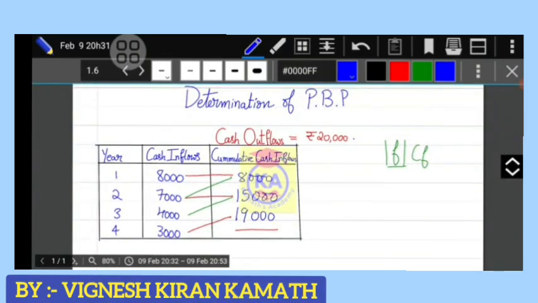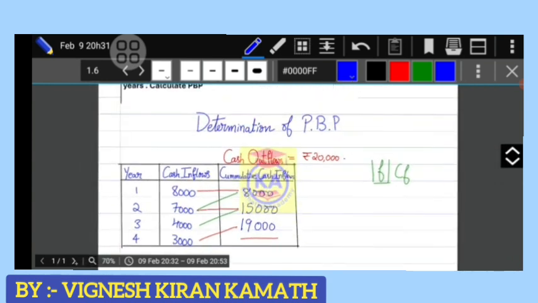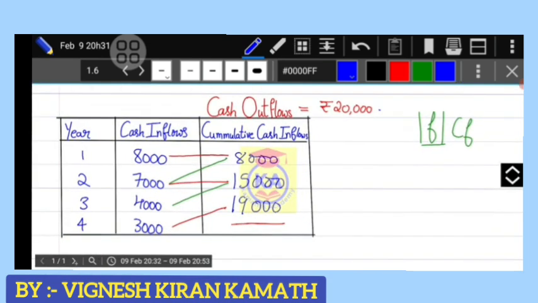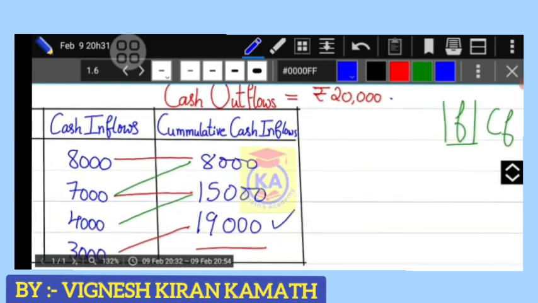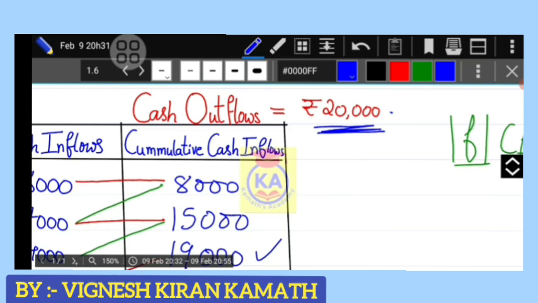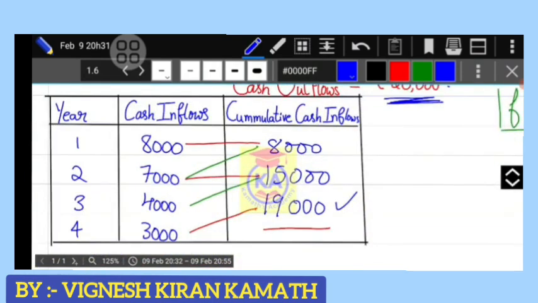Payback period means what? I have explained this already. If you haven't seen that, then first go watch that. In simple terms, payback period is the period at which you get the invested amount back. This cumulative value means up to 3 years you got 19,000. After 3 years you got 19,000, but the actual invested amount is 20,000. You first invested 20,000, and after 3 years you are getting only 19,000.